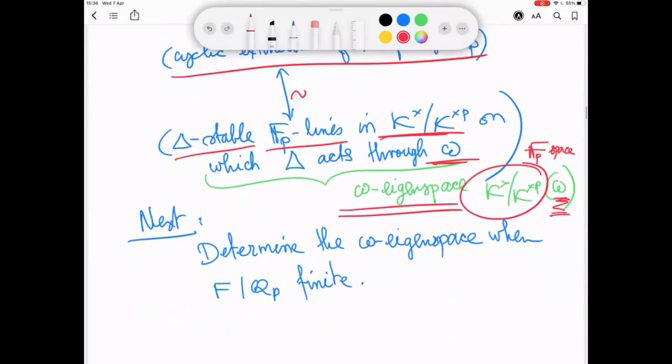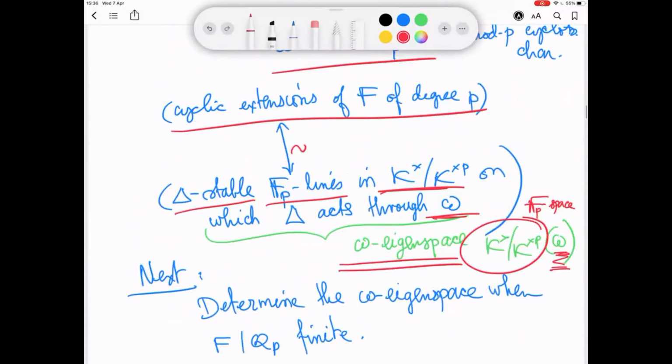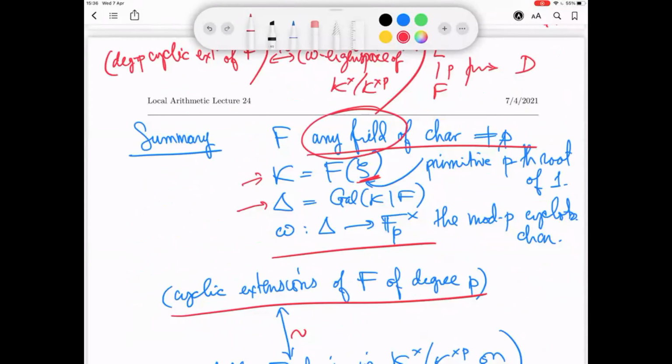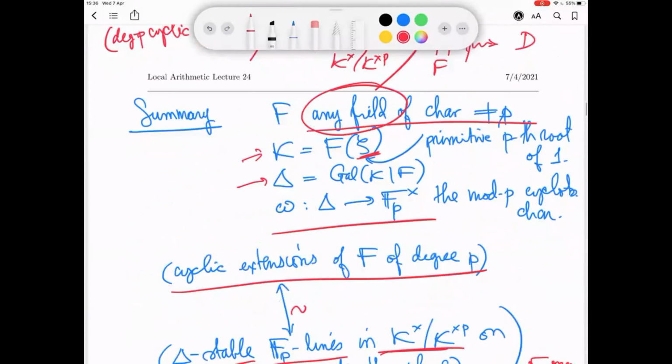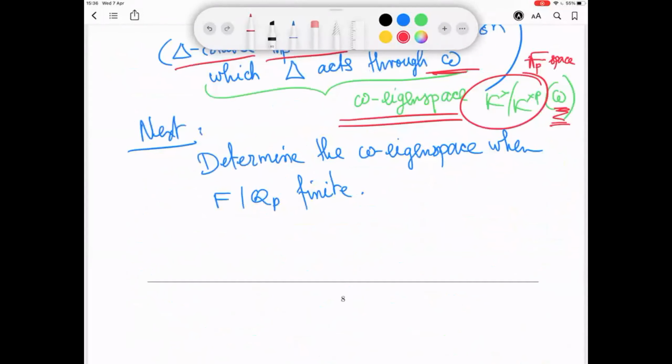So this is for F any field, right? This is a purely algebraic result. Now we have to get back to our finite extension of QP and determine the omega eigenspace in this case.